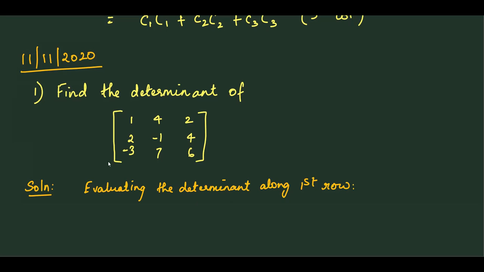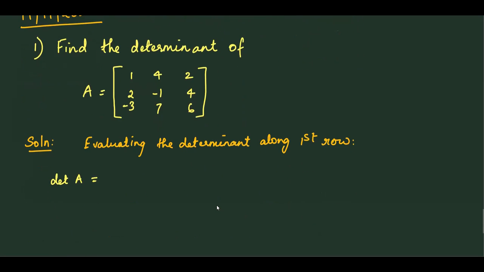So let's say this is A. I'll write determinant of A. Now it is actually A1 plus B1 capital B1 C1 capital C1. This is what it is about the first row.